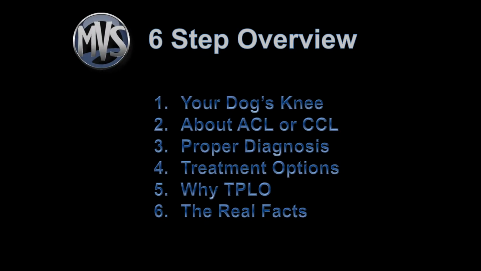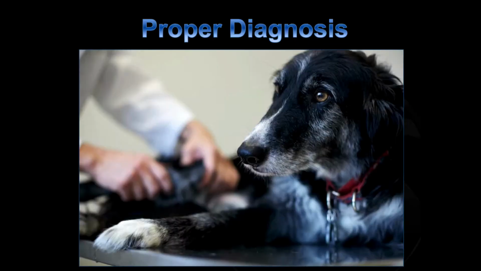Step number 3, how to properly diagnose your dog's ACL injury. If you're just picking up with this, make sure you check out videos number 1 and 2. They'll give you kind of the background on your dog's anatomy and the function of the ACL ligament. But let's get into diagnosis here.